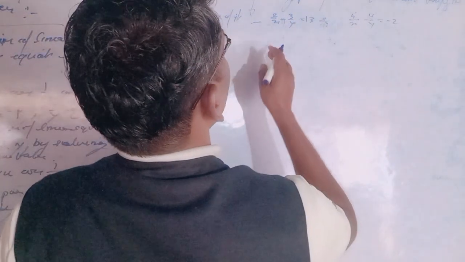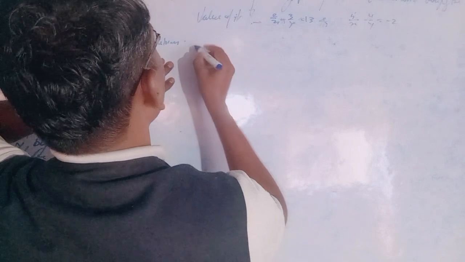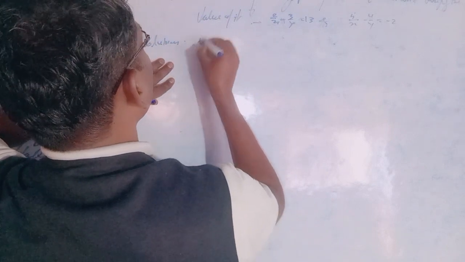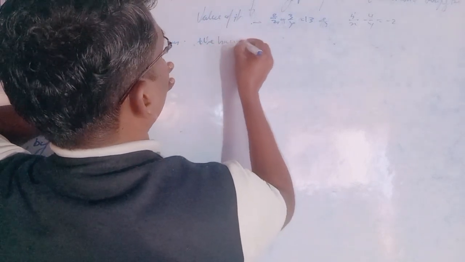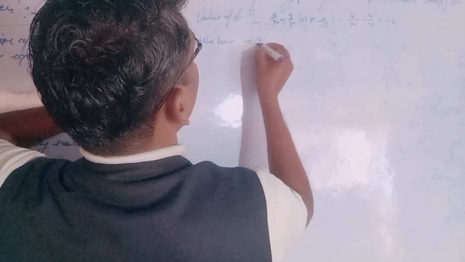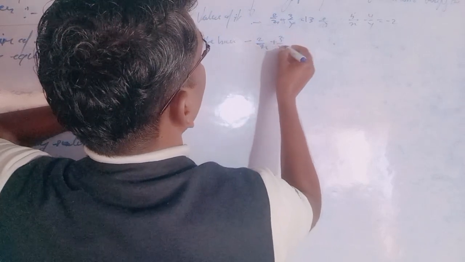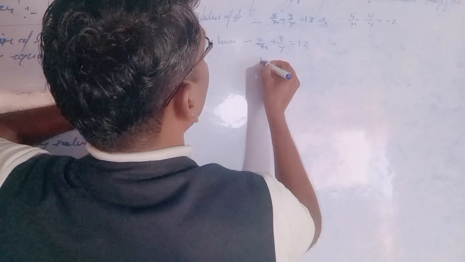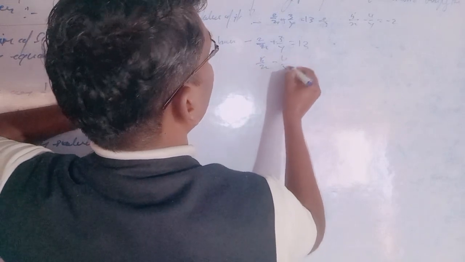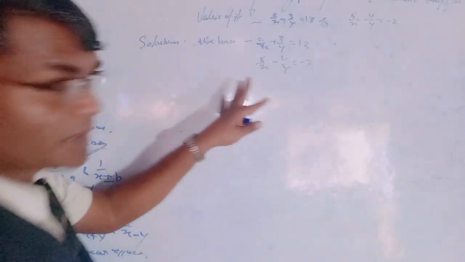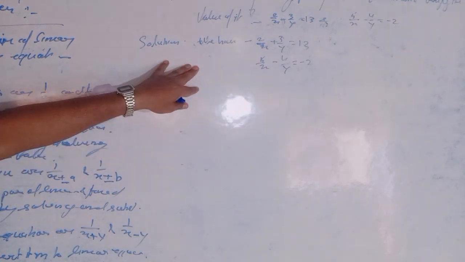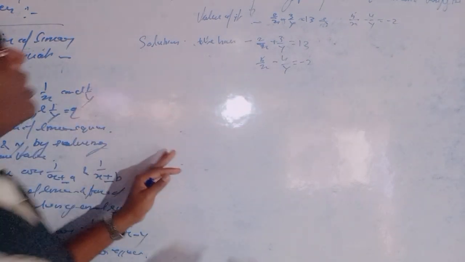Now we will try to solve it. How will we solve it? We have 2 by x plus 3 by y is equal to 13, and 5 by x minus 4 by y is equal to minus 2. First of all we will convert these equations into a pair of linear equations.